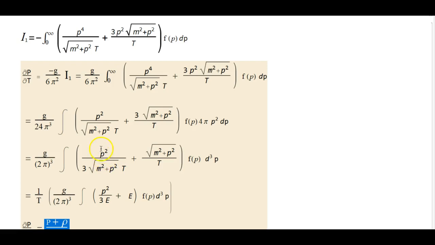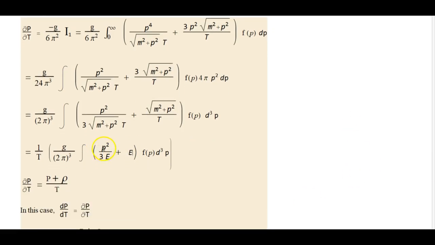Let's see. Now this is p² over 3E, and I can factor out T here. So 1 over T comes outside. So I have 1 over T, g over (2π)³, and if I replace this by energy, I have p² over 3E. This is also energy, so I get E. And now what is this? p² over 3E times f(p) dq(p) is pressure, and E f(p) dq(p) is energy density.